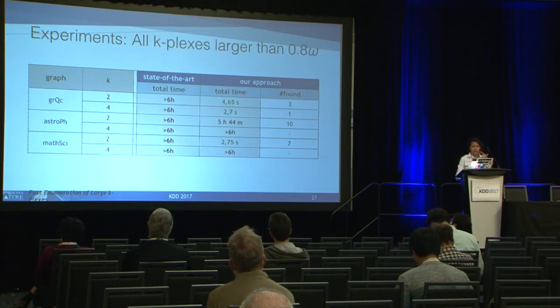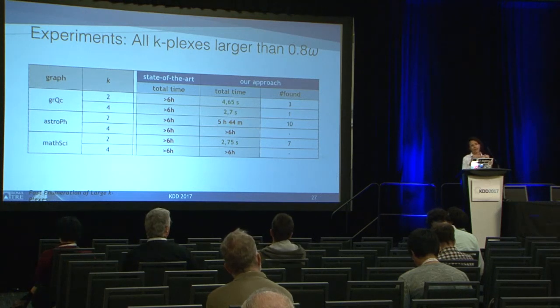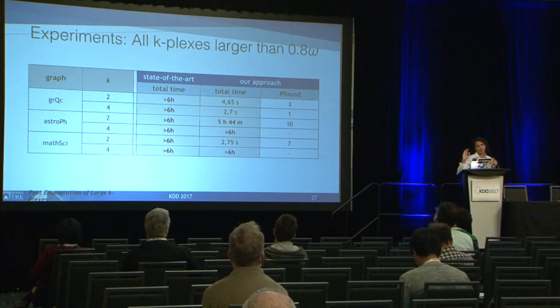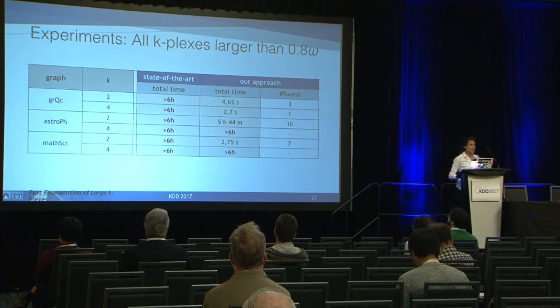Finally, I'm showing some experiments for finding all the k-plexes not larger. I told you that one reasonable way is to look at k-plexes larger or equal to the largest clique, but it's not a limitation. You can do any m. So here m is set to 80% of the size of the largest clique. And you get similar results, even though the running time this time is somewhat higher.